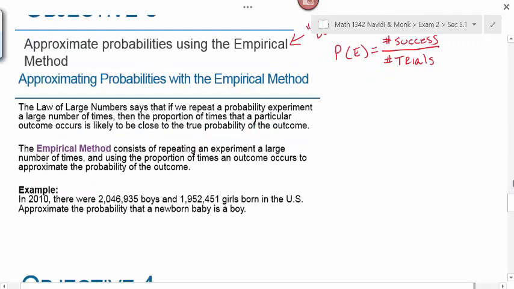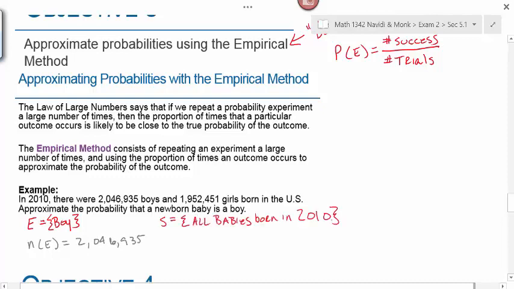For example, in 2010, there were 2,046,935 boys and 1,952,451 girls born in the U.S. Approximate the probability that a newborn baby is a boy. Here we're calling a boy a success. The number of boys that I have is 2,046,935. Our sample space would be what? Our sample space is all babies born in 2010.